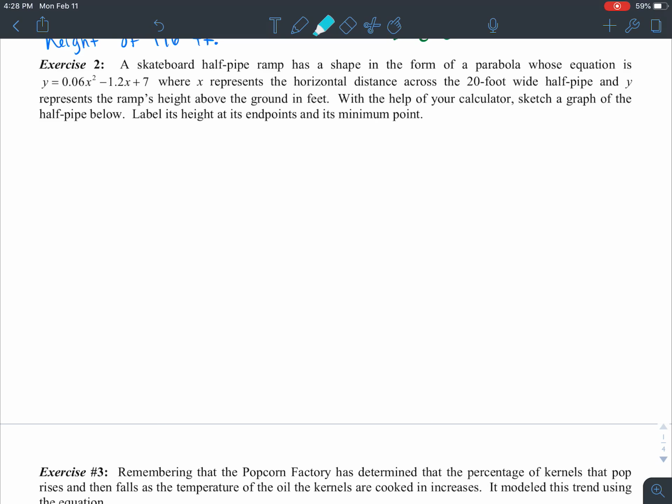Exercise 2. A skateboard half pipe has a shape in the form of a parabola whose equation is that, where x represents the horizontal distance across the 20-foot wide half pipe and y represents the height above the ground in feet. We're supposed to use our calculator here to sketch the graph of the half pipe and then label its height at its endpoints and its minimum point.